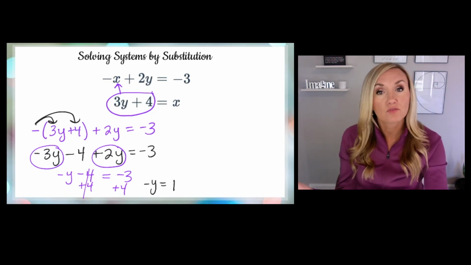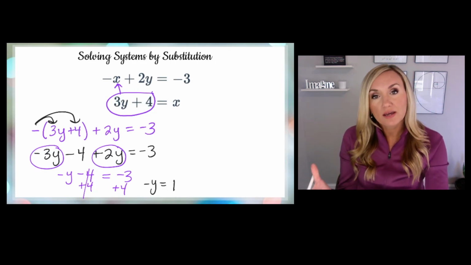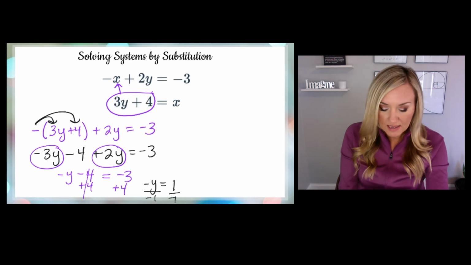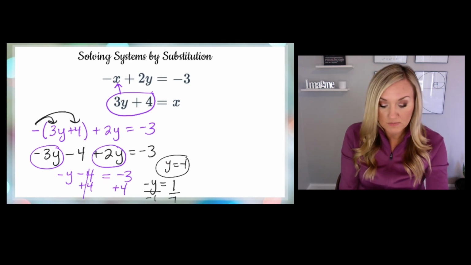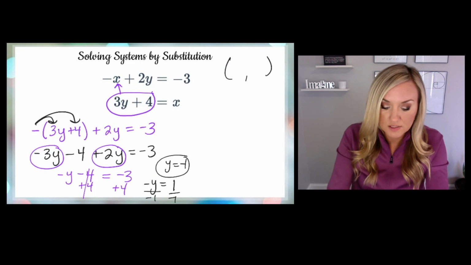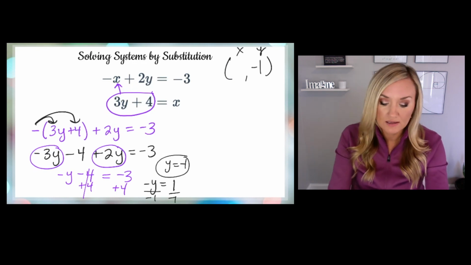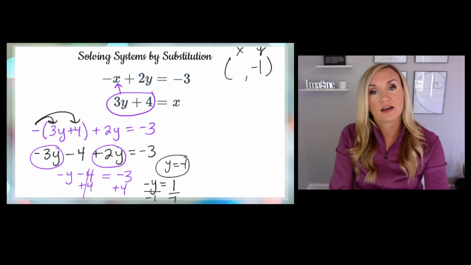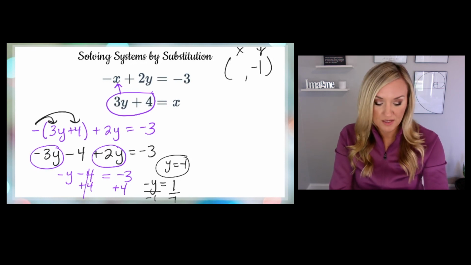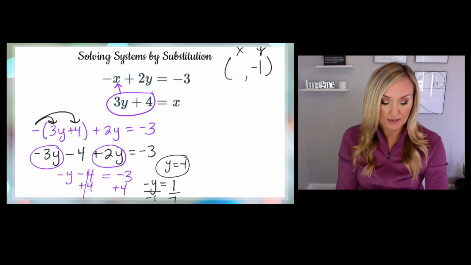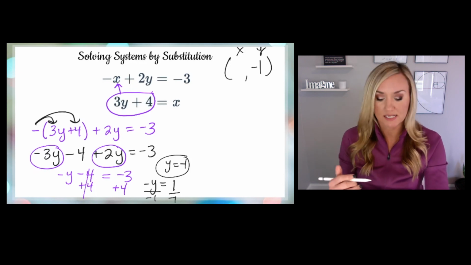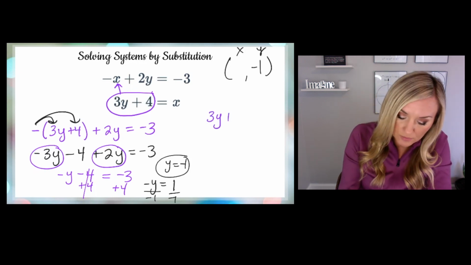But we can't have a negative y, right? So we need to divide by negative 1 on each side. And when we do that, our y is going to be a negative 1. So I'm going to go ahead and write negative 1 where it should be, right? In our coordinate, we always write the x first and then the y next. So I'm going to go ahead and plug in negative 1 into the second equation. And I'm going to write it out first.